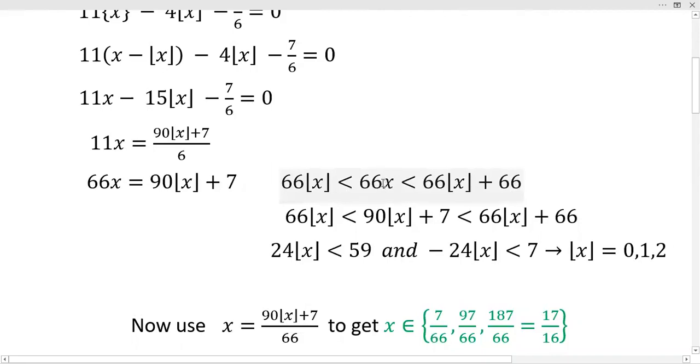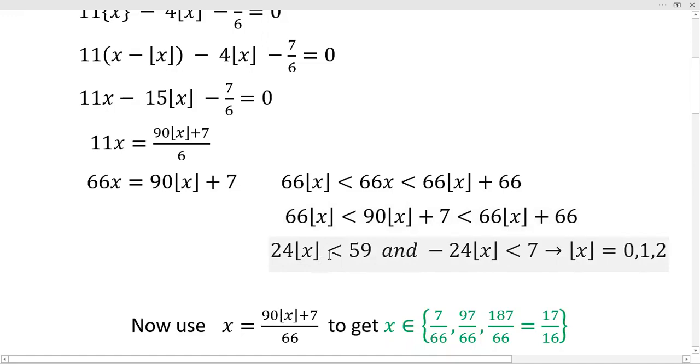I multiplied what we just looked at by 66. But notice that 66x is given in terms of the floor. So you see how this gets replaced with 90 times the floor plus 7. Again, you've got 66x right here, 66x right here. We know that 66x is equal to this, so we literally substituted in there. Now again, we have a compound inequality. If you take 7 away from 66, you get 59. If you take 66 away from 90, you get 24. That's where we get this inequality.